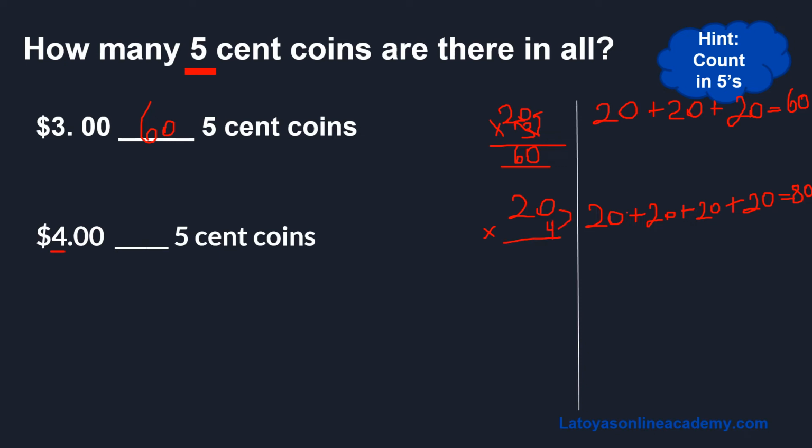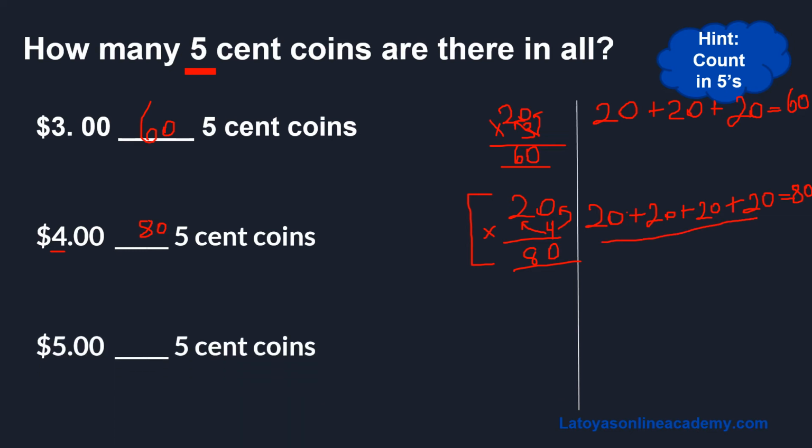4 by 0 is 0, and 4 2s are 8. So I'm getting a total of 80 5-cent coins in $4. I am showing you how much easier it is to multiply 20 as opposed to adding 20 four times. How many 5-cent coins would there be in $5? Instead of adding 20 five times, I can simply multiply 20 by 5.